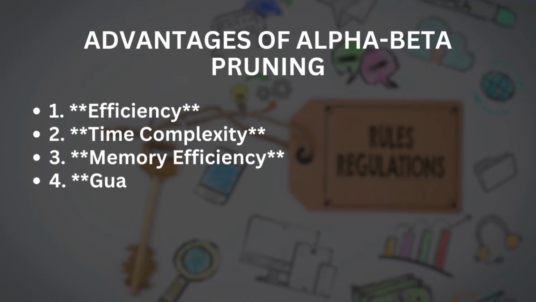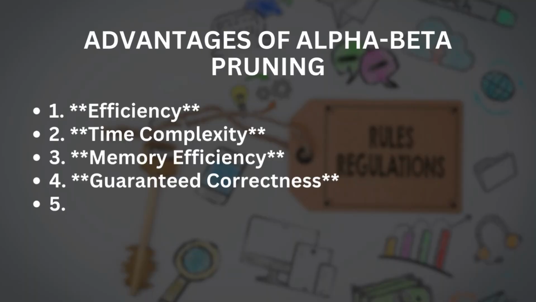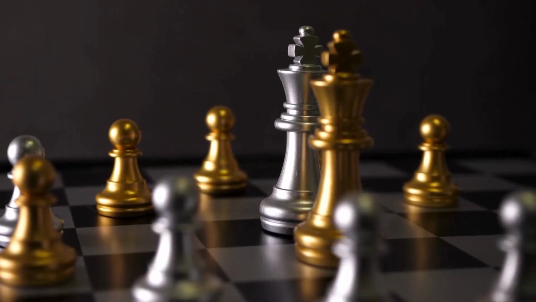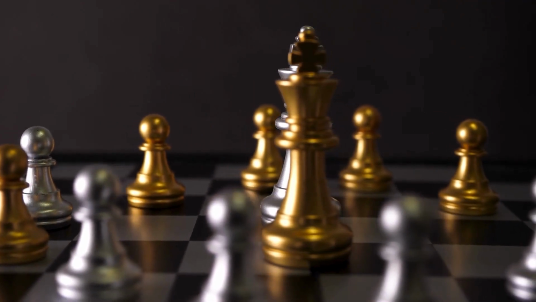Fourth, guaranteed correctness. Alpha beta pruning is guaranteed to produce the correct result as long as the heuristic evaluation function is accurate. It will not miss the optimal moves. Fifth, widely applicable. Alpha beta pruning is not limited to specific games like chess. It can be applied to various games and search problems where there is an ordered search space. Now, limitations of alpha beta pruning.